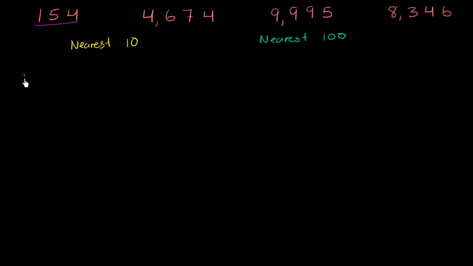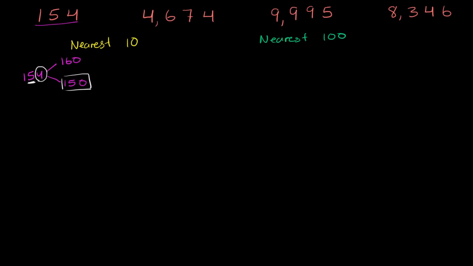So 154, what is the multiple of 10 above 154? Well, it's 160. And the multiple of 10 below 154 is 150. So we're going to round up to 160 or down to 150. Well, when we're rounding to the nearest 10, we need to look at the ones place, one place to the right of the place that we're rounding. So we look at this 4 in the ones place. Since 4 is less than 5, we round down to 150.